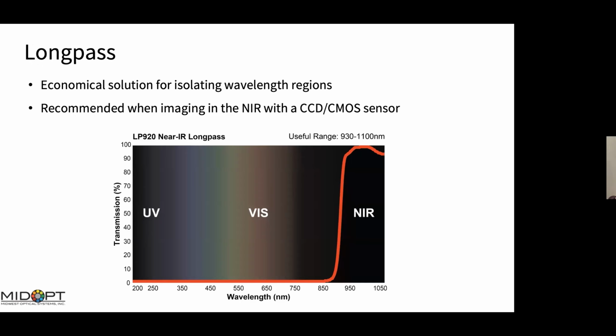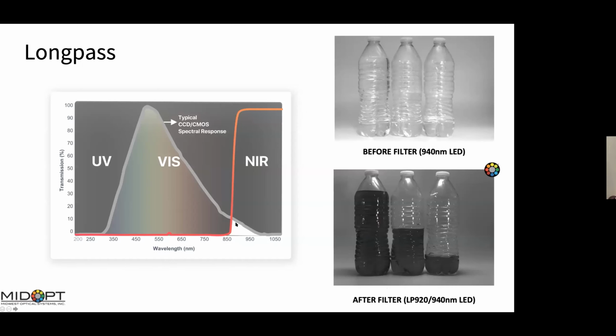As we continue, long pass filters do the opposite of a short pass filter. They help to pass the longer wavelengths and block the shorter ones. We don't use a ton of these in machine vision, but it does happen from time to time. Long pass filters are very useful when you're trying to image in the near IR with a standard digital CCD sensor. Standard sensors are not very sensitive in that near IR, but you can use a long pass filter to increase that efficiency in the small area where the sensor is sensitive.